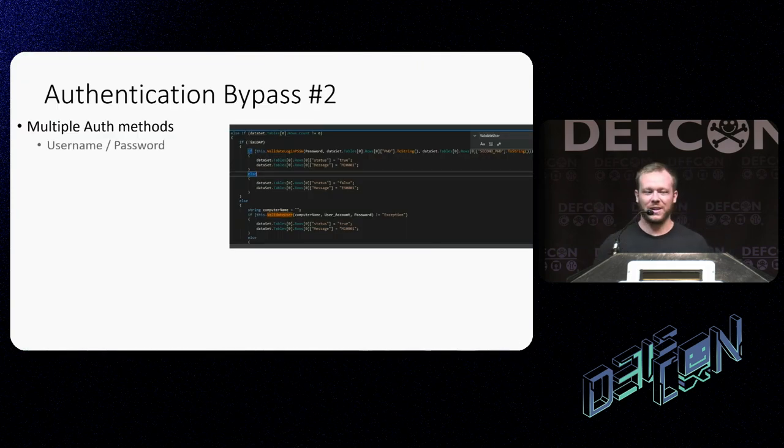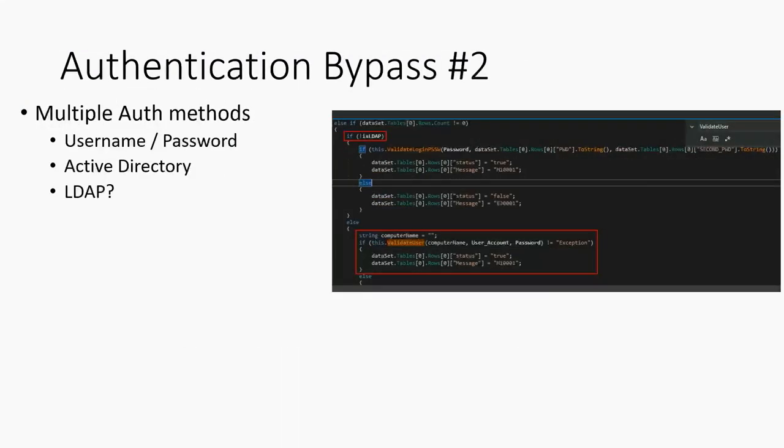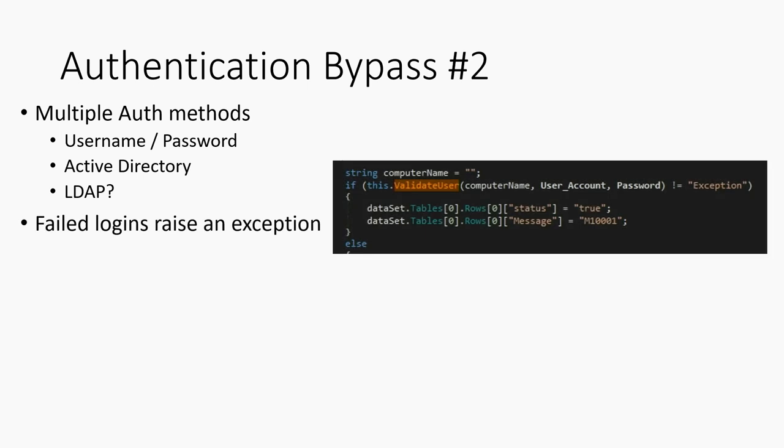So as I mentioned, there is this username and password method of logging into this DCIM software. There's also an Active Directory component, as it makes sense. It's an enterprise managed application. But also there was this LDAP function that caught our eye. And of course, this is probably way too small to see, so I'll blow it up here. The LDAP function, when you supply an LDAP user, uses this ValidateUser function block here.